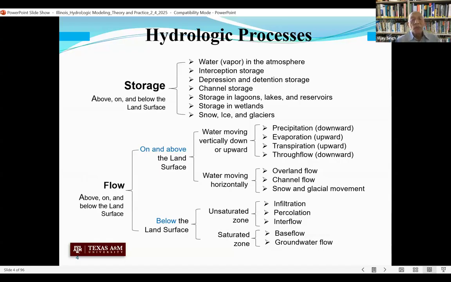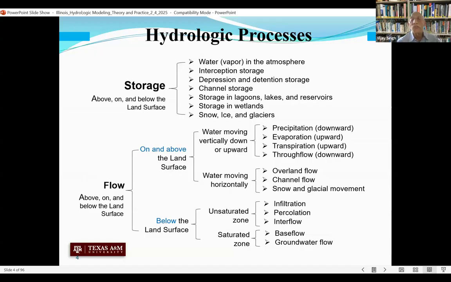And then the flow processes essentially take place either on the ground or below the ground. So on the ground, water moves vertically downward as precipitation, upward as evaporation and transpiration, and then, of course, downward as throughflow. And water also moves horizontally as overland flow, channel flow, and glacial and snowmelt.